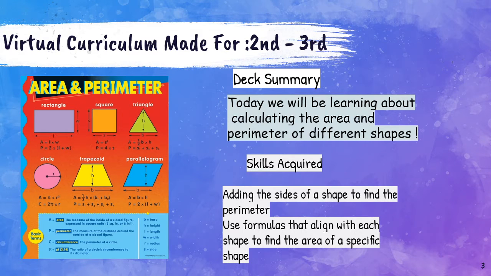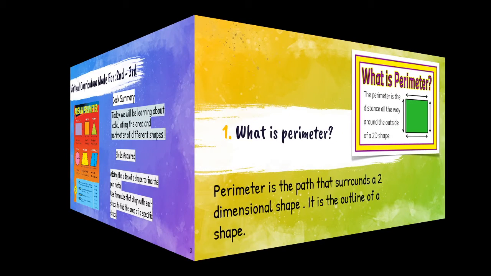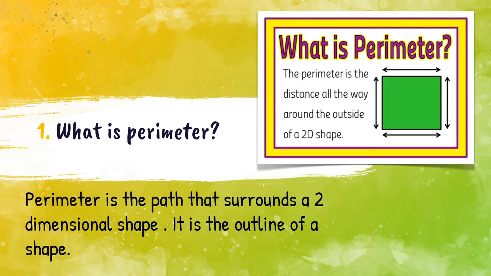Okay, so what is the deck summary of today's lesson? Today we will be learning about calculating the area and perimeter of different shapes. And the skills you will get out of this lesson are that you will learn how to add the sides of a shape to find the perimeter. You will also learn how to use formulas that align with each shape to find the area of that specific shape. So let's begin. So what is perimeter?